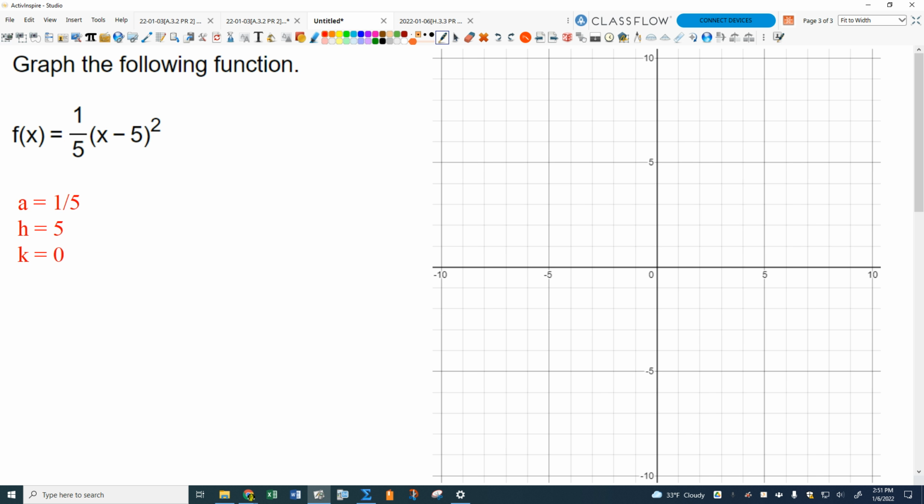Okay, so the vertex is over here at (5, 0). Now the dilation factor is 1/5. So we're going to be multiplying our normal heights by 1/5, right? We've got to see if we can pick a convenient one. Normally we would go over by 1 and up by 1, right? So now instead of going over 1 and up 1, we're going to go over 1 and up how far?